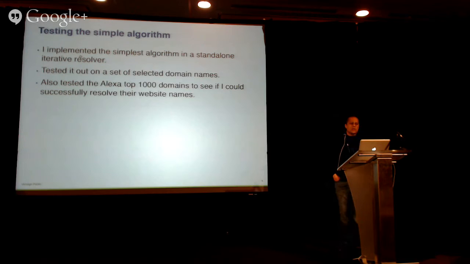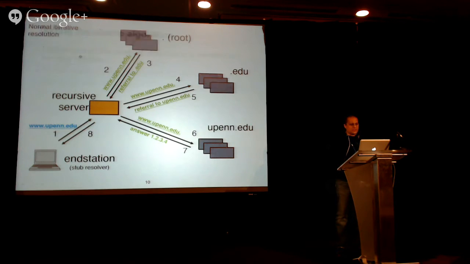So what I did in the study is I implemented the simplest algorithm. That is just the pure query name minimization algorithm, no query type hiding, no hybrid stuff. And I tested it out on a selected set of domain names and also on the Alexa top 1,000 domains to see if I could successfully resolve their website names.